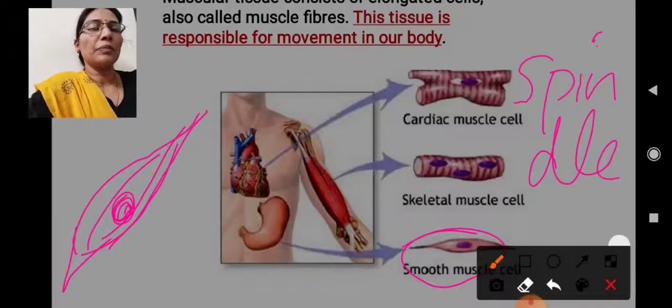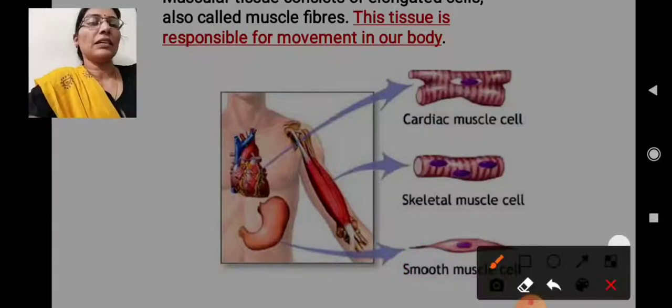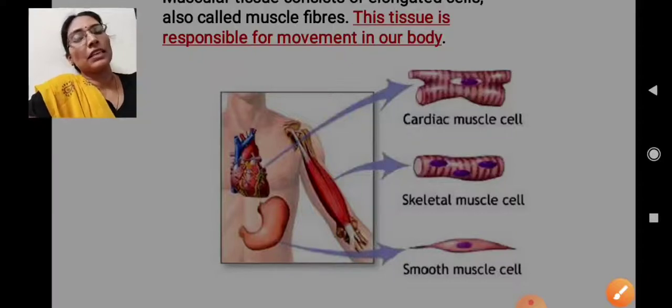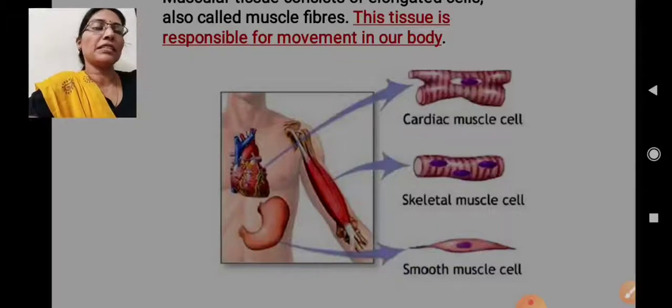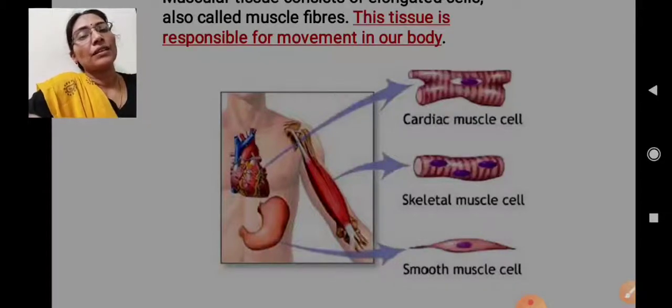Now these spindle shaped muscles, these smooth muscles, are also called unstriated muscles. They have no striations in them, so they are also called unstriated muscles. Unstriated muscles and smooth muscles are the same. They are involuntary in function. They help in the movement of internal organs.